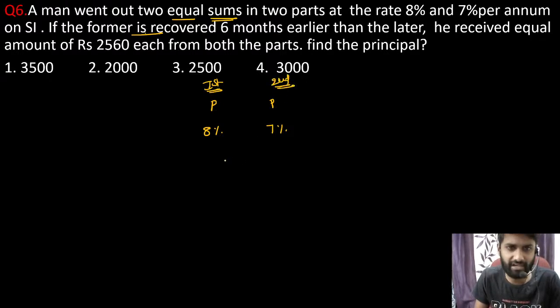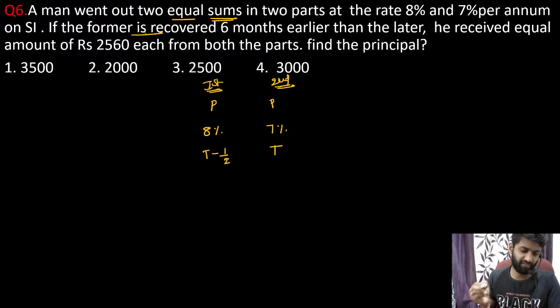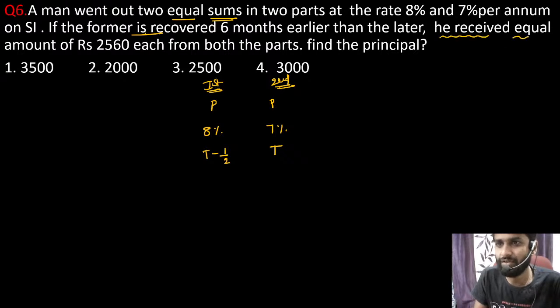See, what is the duration? It is recovered 6 months earlier. If you consider the time period for the second amount as t, the first time period is equal to t minus 1 by 2. Always define the time in terms of years only. Now, he received an equal amount of 2516. Here the amounts are both equal. Now what is the amount?